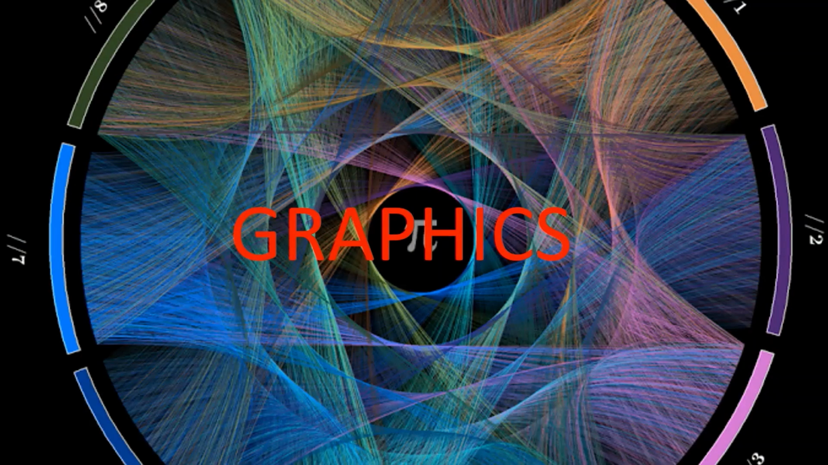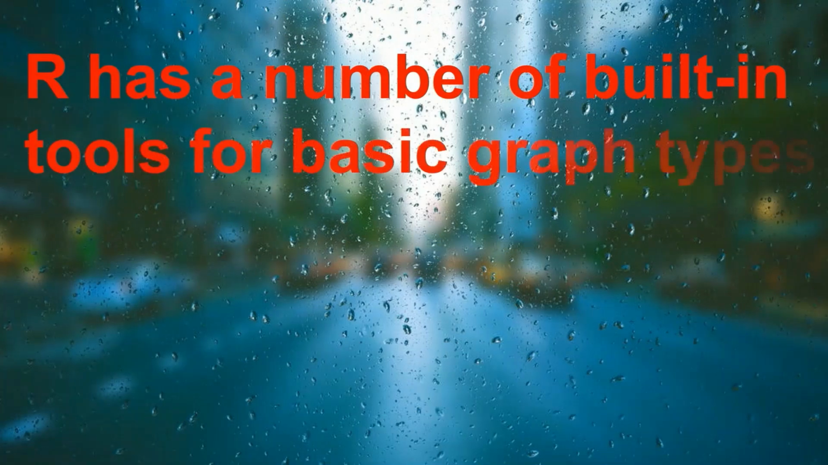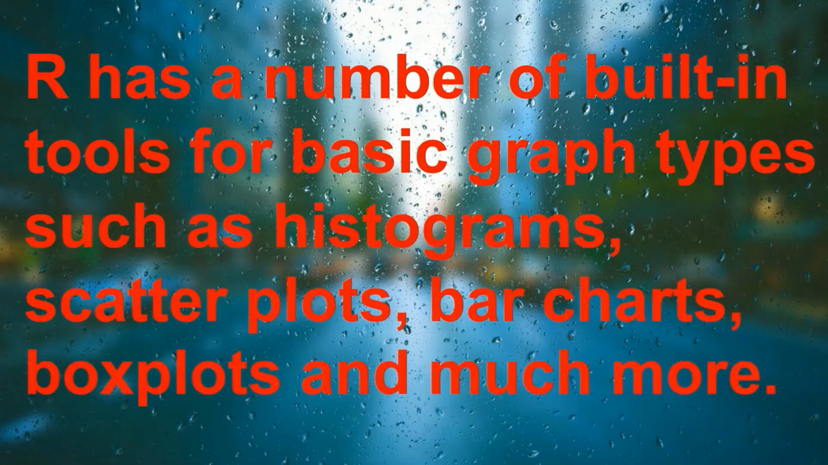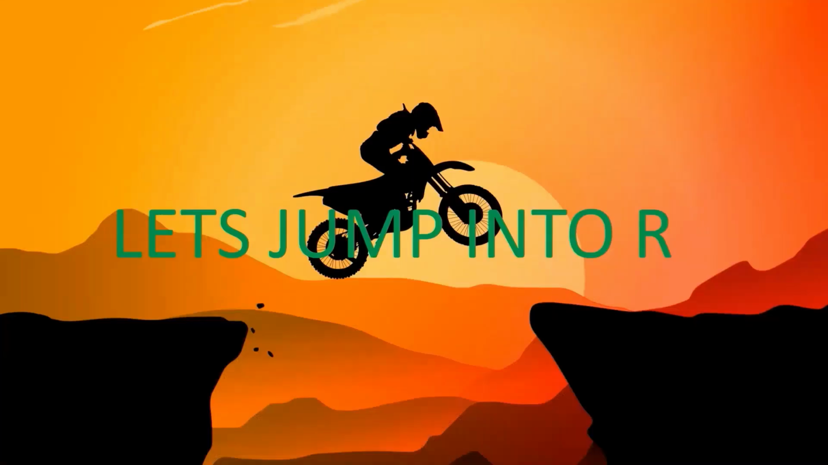So the next thing is graphics. Graphics in R. So R has a number of built-in tools for basic graph types such as histograms, scatterplots, bar charts, box plots, and much more. So we are going to explore these graph types as we go. So we are going to start with the plot function. We need to explore what this function is all about. Okay, so let's get into R and let's see how we can go about this.